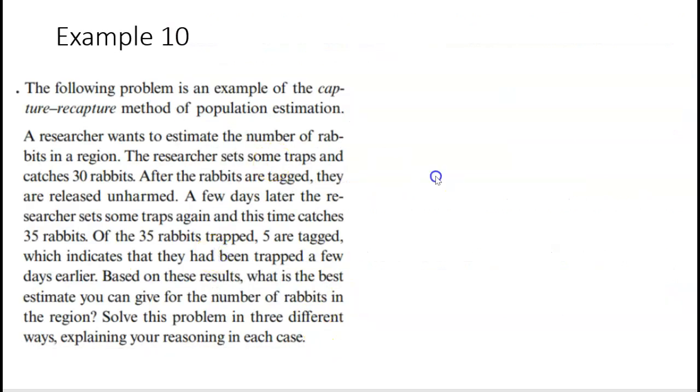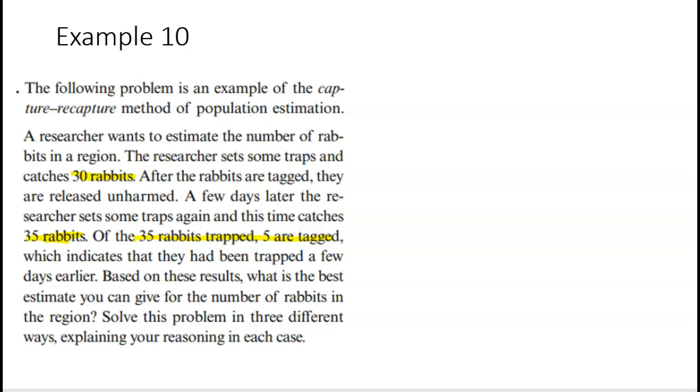So we're going to continue looking at capture, recapture, which is what you did in the previous exploration. A researcher wants to estimate the number of rabbits in a region, and they catch 30. After those are tagged, they release them unharmed. A few days later, they set traps, and this time they catch 35. Of those 35, 5 are tagged, which indicates that they had been trapped a few days earlier. Based on these results, what is the best estimate you can give for the number of rabbits in the region?